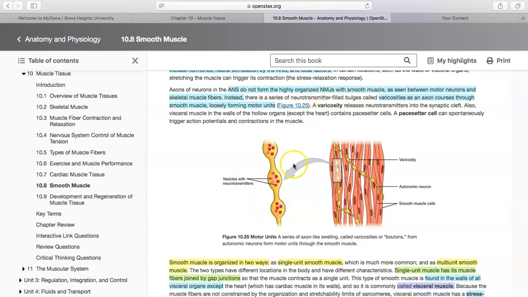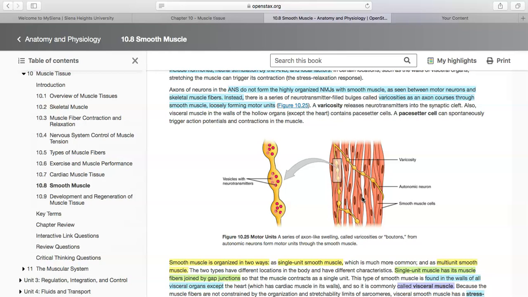neurotransmitter-filled bulges right here called varicosities, and it basically happens as an axon courses through the smooth muscle, and it sort of forms those motor units that we talked about, just in a little bit of a different way. The varicosity will release the neurotransmitters into the synaptic cleft in the exact same way that we talked about with the NMJs, but just slightly different than what we're used to.